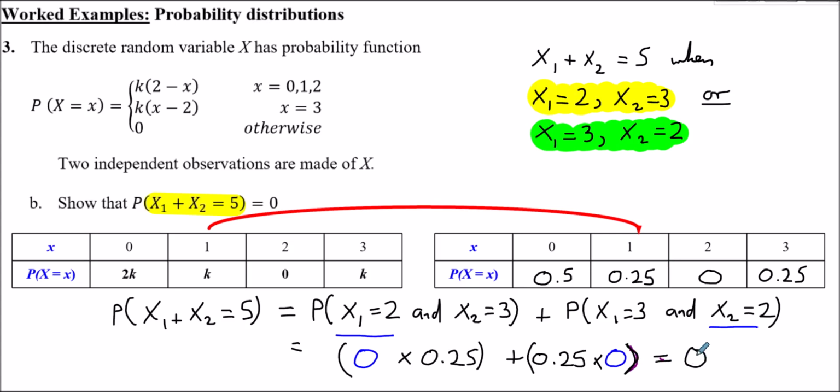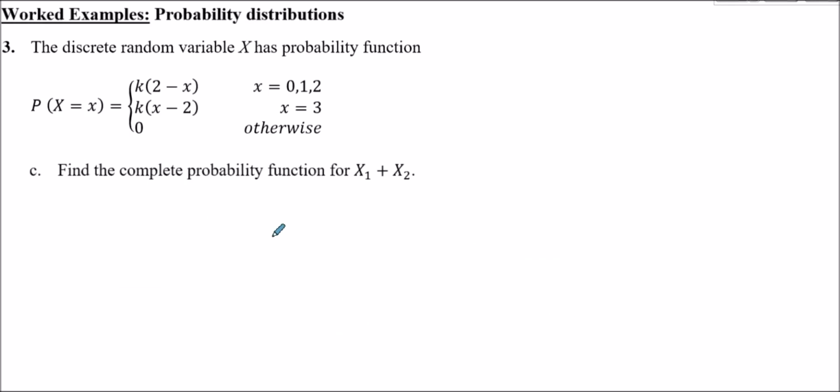So essentially, the bottom line is it can't equal 0 because that would require x equaling 2 for one event, either the first or second, which cannot happen. So we've just shown here why that is an impossibility. Find the complete probability function for x1 plus x2.